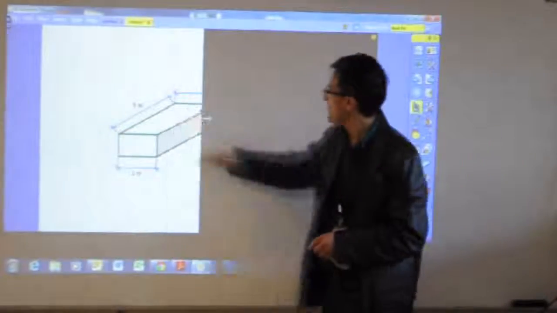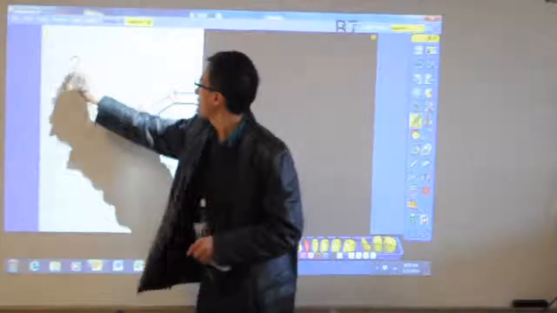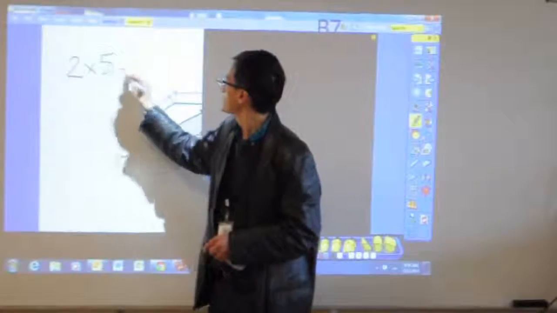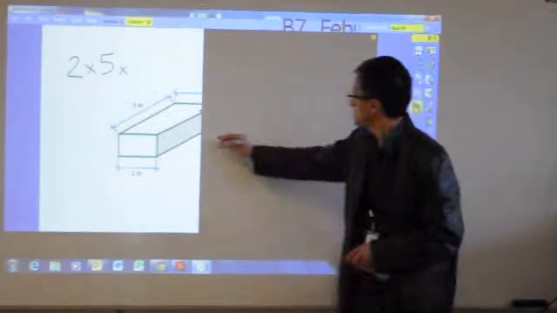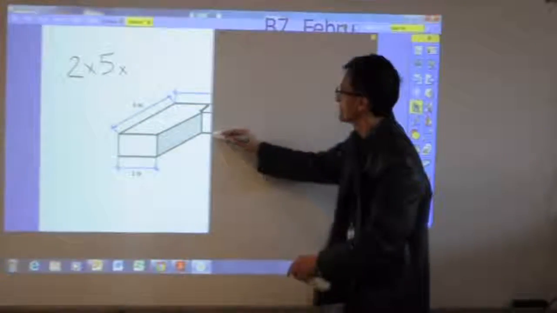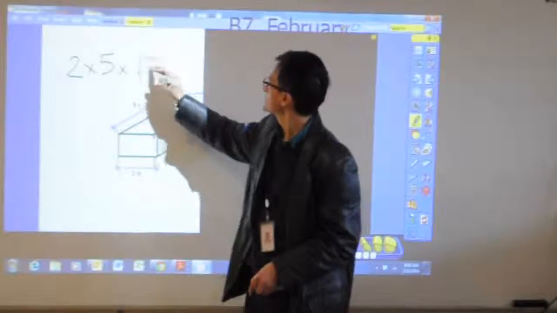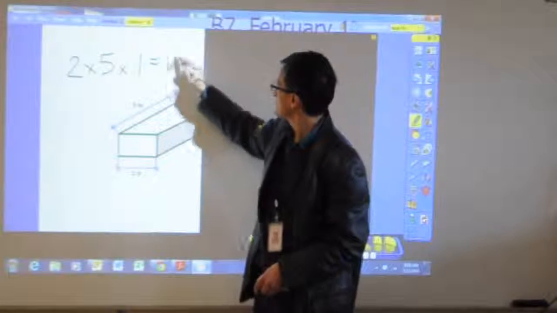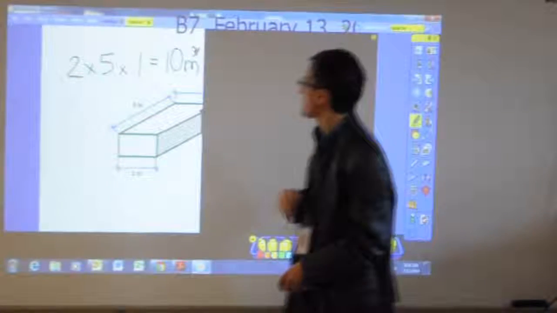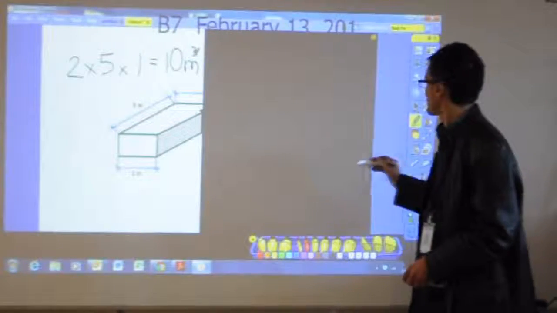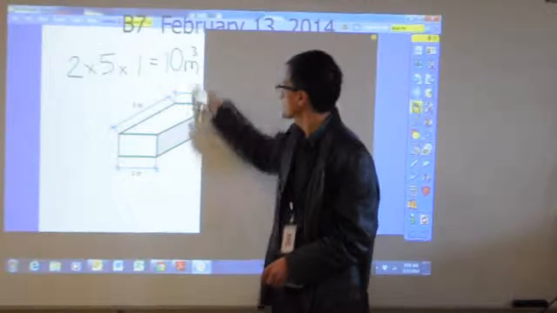Okay, only for this block, I have to do 2 times 5, and times 1, because this one is 1. Then I have 10. Meters what? The 3rd power, cubic meters. Always the 3rd, because you're multiplying m times m and times m. It's going to be m cubed.